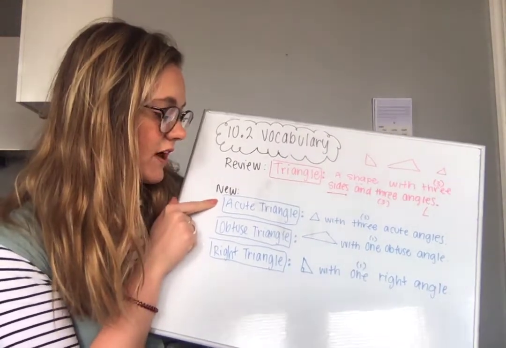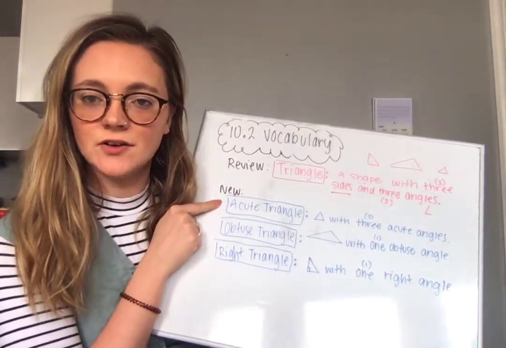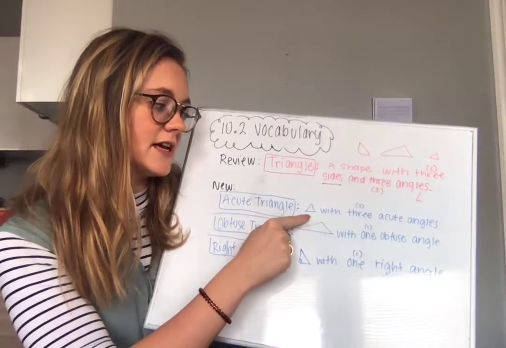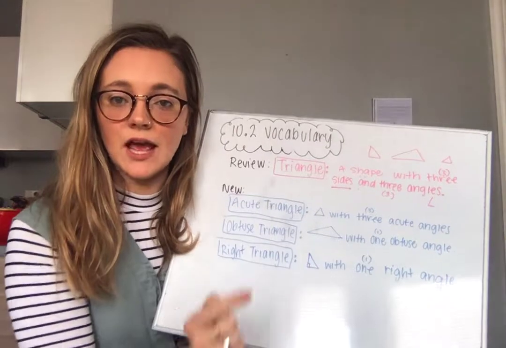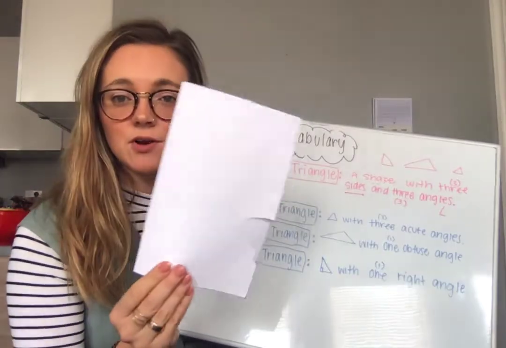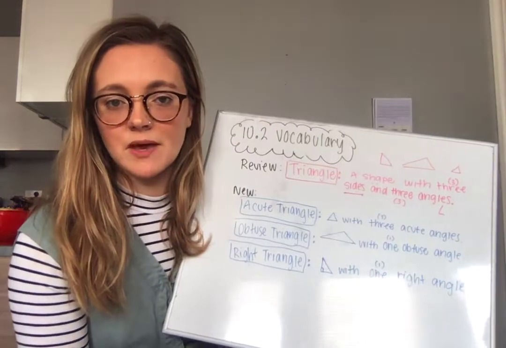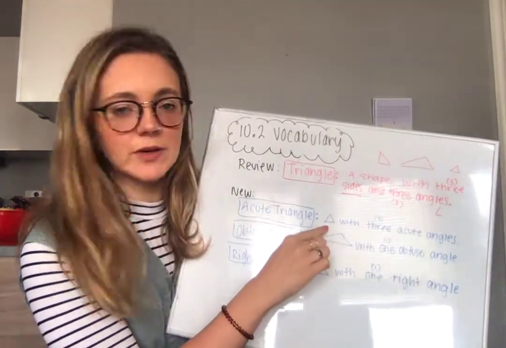Our first new vocab word is acute triangle. Go ahead and say it. An acute triangle is a triangle with 3 acute angles. So that means when I go to measure each of the angles, they're going to be smaller than the corner of this paper. And I drew a little picture of that right there.